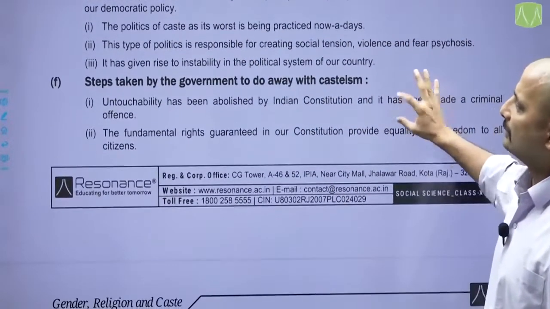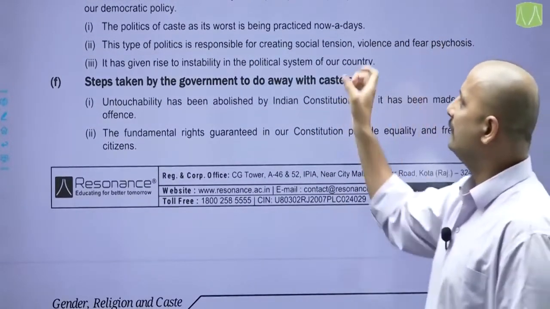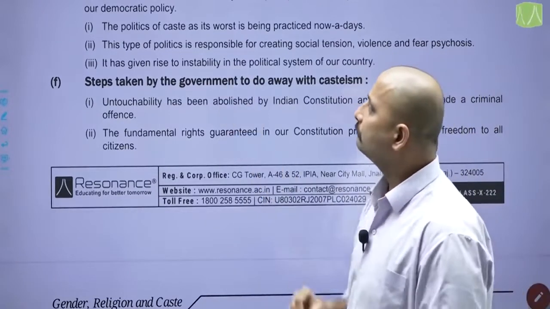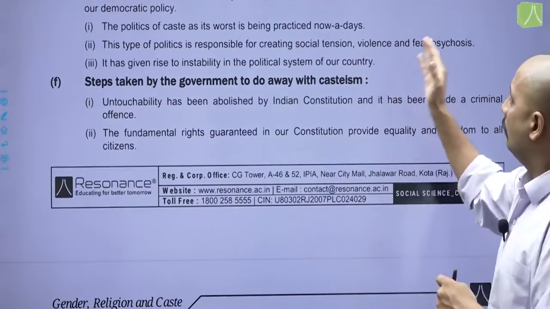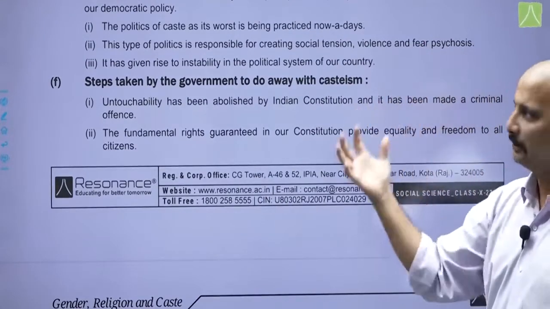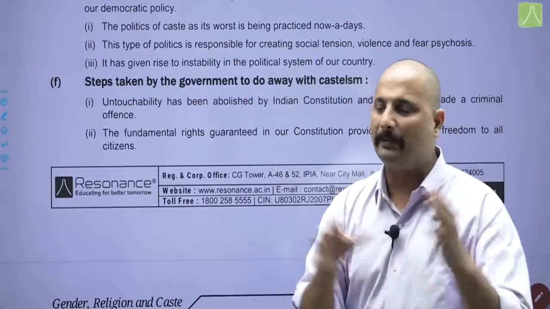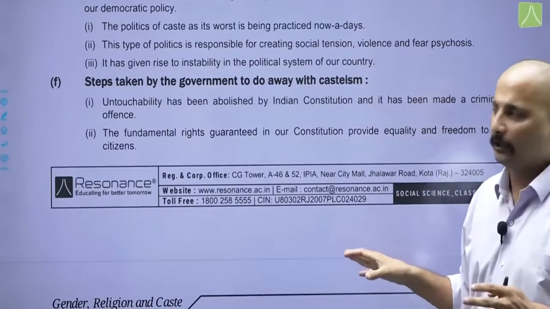The politics of caste at its worst is being practiced nowadays. This type of politics is responsible for creating social tensions, violence and fear psychosis among the people. It has given rise to instability in the political system of our country.